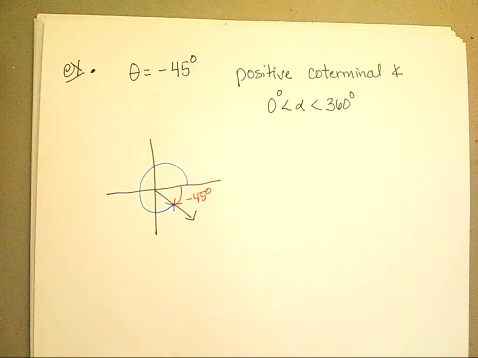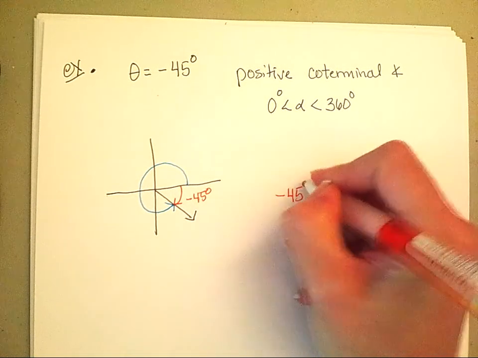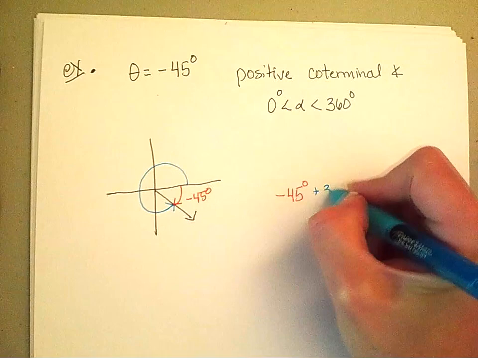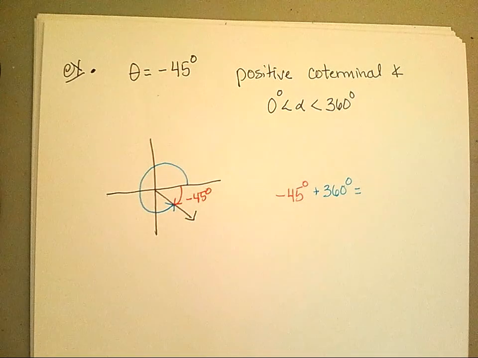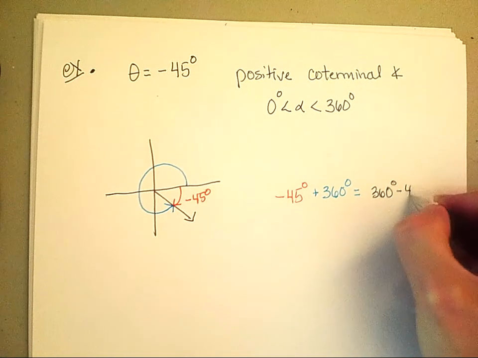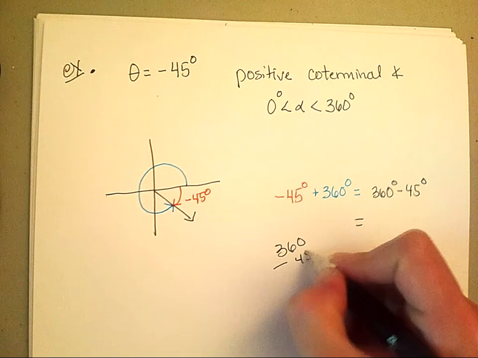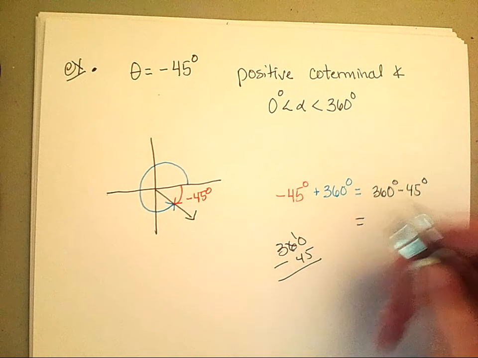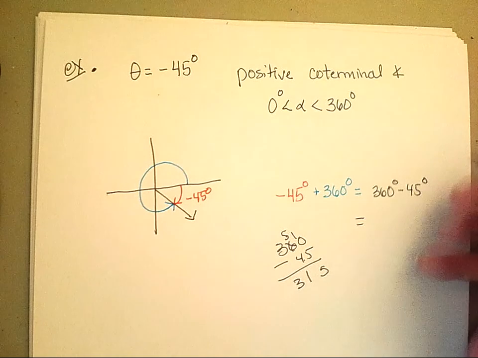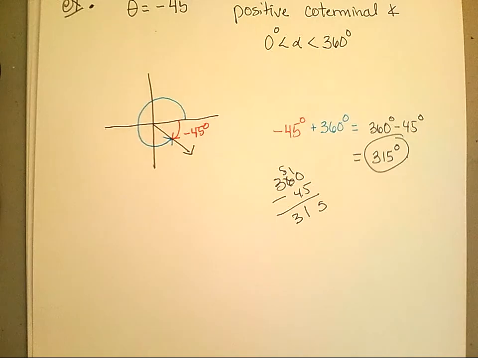So the way that we can find that is that we take our negative 45 that we start with, and we're going to add to it an entire looping, which is 360 degrees. So that's the same as 360 degrees minus 45, and 360 minus 45, carry the 1, that's 5, 5 minus 4. So this angle will be 315 degrees.